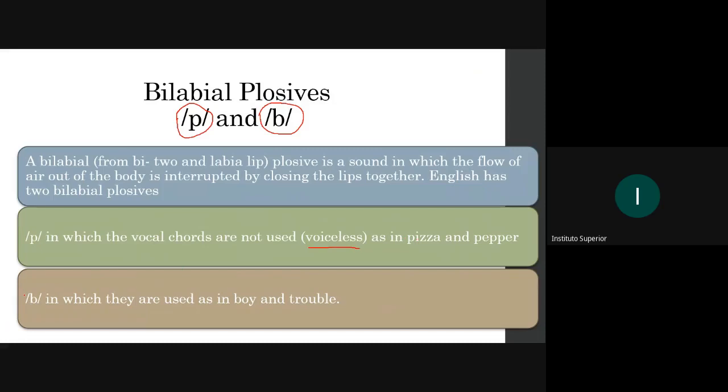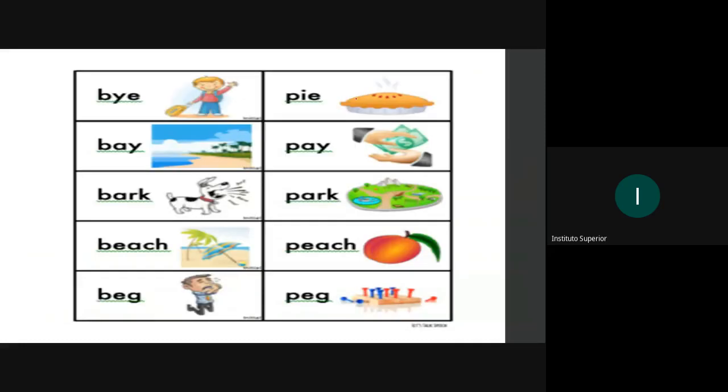And we have the voiced ones, in which vibration is produced, as in boy and trouble. These are the bilabial plosives. Remember, we're studying the stops. If we say plosive, it is the same as stop. Here we have a practice to produce these sounds. I need all of you to participate, please. We're going to start with this one.